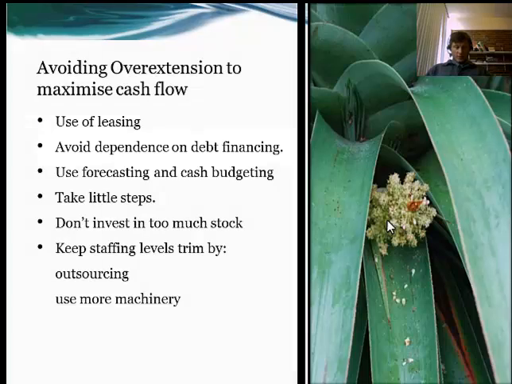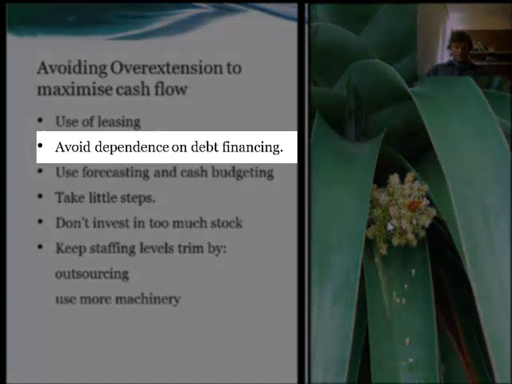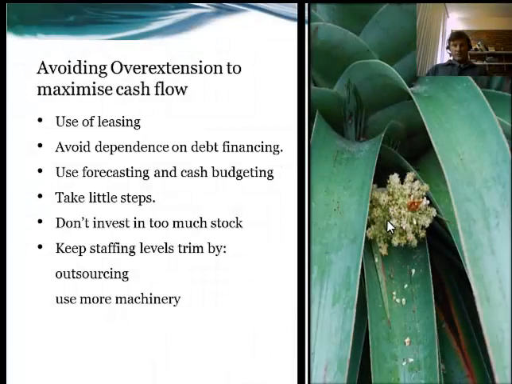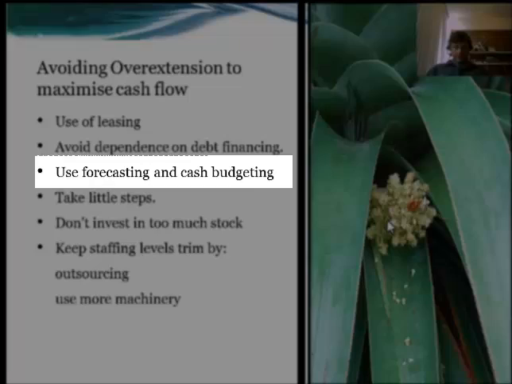You should avoid overdependence of finance and debt financing. As I said in another lesson, debt to equity should not exceed 100%. So it means that 50% of your assets should at least be financed by the owners. You should use forecasting tools and cash budgeting, so you know that you can predict any shortfalls that may occur.